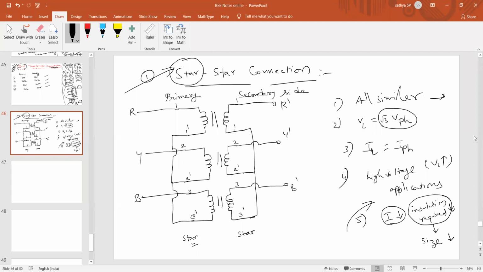Decrease. Clear the logic behind this point: we can use it for high voltage applications due to the increment of line voltage compared to phase voltage in the case of a star connection. And if you consider the current parameter, the current should be lesser in star connection compared to delta, and due to this decrement of current, the insulation requirement should be lesser. Due to lesser insulation requirement, the size of the transformer should become small.